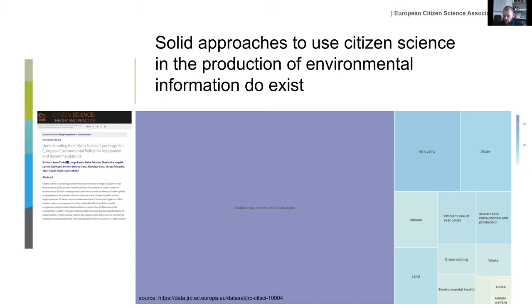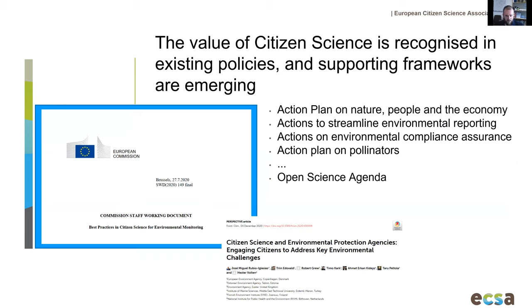As you see on my third slide, in addition to these sometimes island solutions, we also see that more and more of these activities are supported more integratively by policies, especially, again, building on the European context. What you see here is policy on nature, people, and the economy, policy to streamline environmental reporting and compliance assurance, and also very specific policies on pollinators and other areas of biodiversity that explicitly provide a legal setting and the framing to integrate data from citizen science into environmental monitoring.